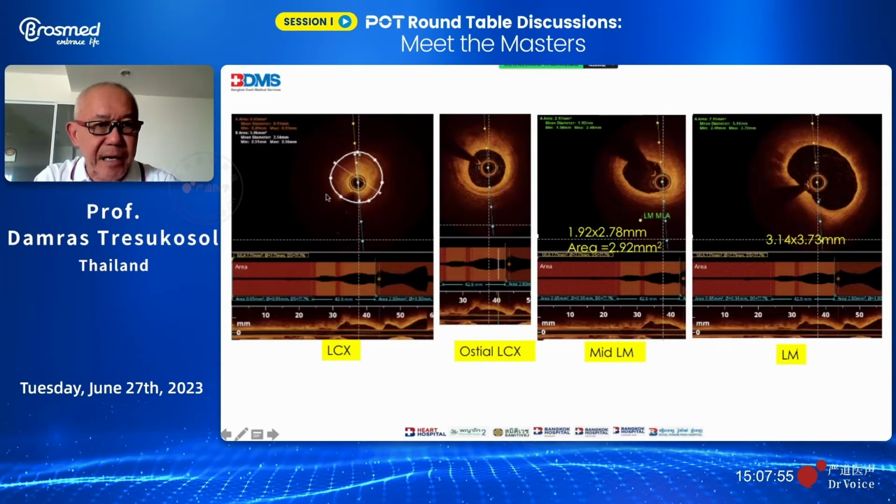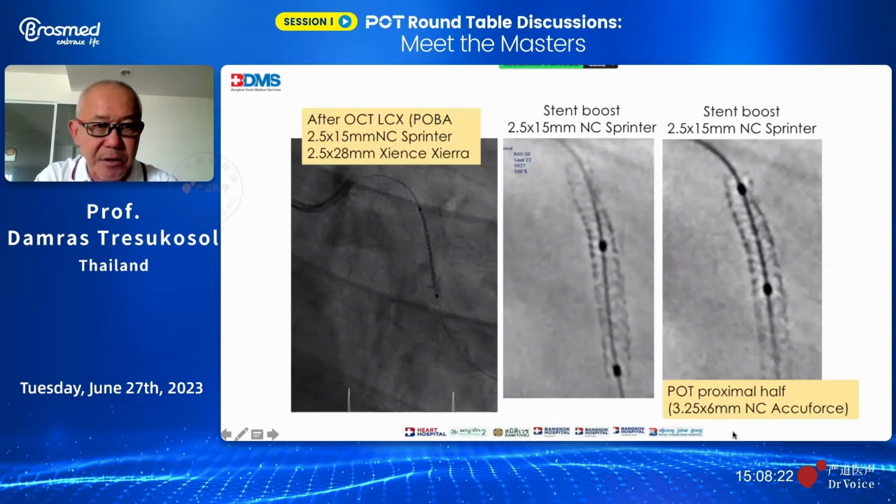So on the circumflex, this is the extrapolated EM of the lesion. The lesion is very tight at the ostial circumflex. And this is the mid left main, that is 1.92 by 2.78, and area is 2.9. And this is the left main body, 3.14 and 3.73 by lumen diameter right here. So this is the area that we are tending to focus on.